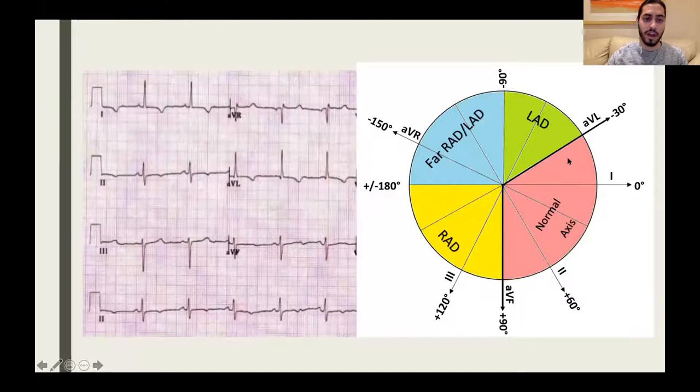It could be there, but if you spend some time comparing it to the other leads, you'll work out that it's more around here. Okay, and just for the sake of time, because we've got quite a lot to cover, I'm going to leave it with that, but do feel free to look through the slides afterwards and work out the axis from what we talked about yesterday. But that is a left axis deviation because 1 and 3 are leaving each other. If they were coming towards each other or reaching each other, we'd call it a right axis deviation.